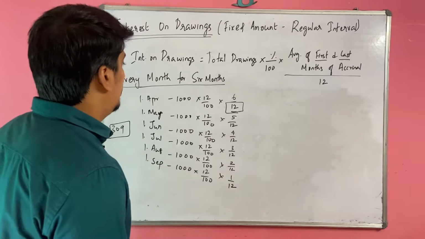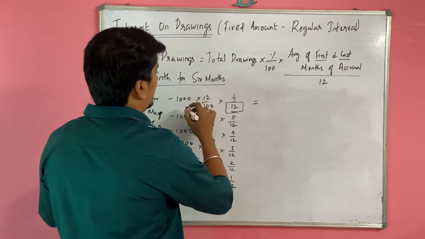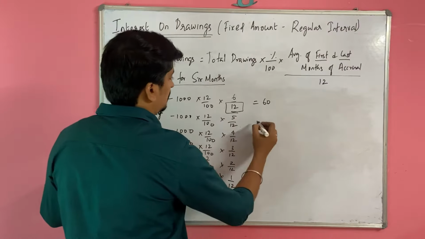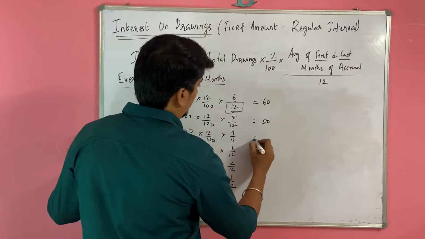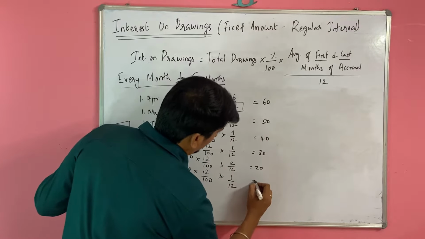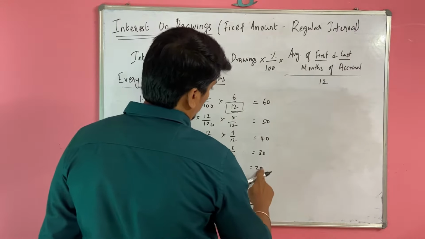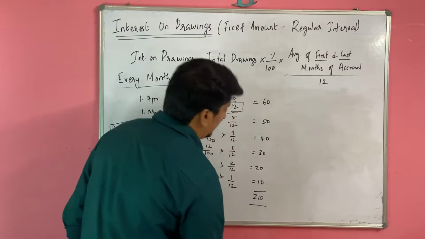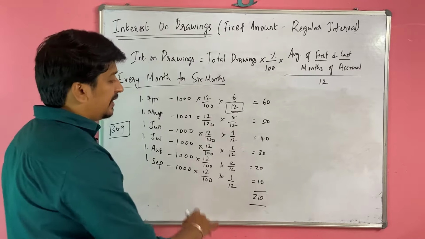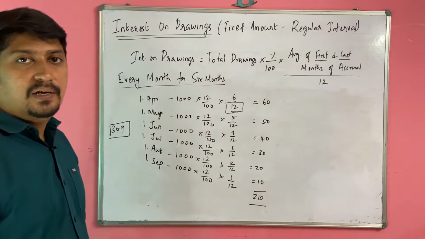Let's calculate the interest. This 12 will get cancelled, these two zeros will get cancelled. So 10 into 6, 60. Similarly 12, 12, two zeros. It will be 50, then 40, 30, 20, 10. So total it would be 100, 200, 210. So this is the total amount of interest that the partner has to pay for the amount drawn in the beginning of every month for 6 months.